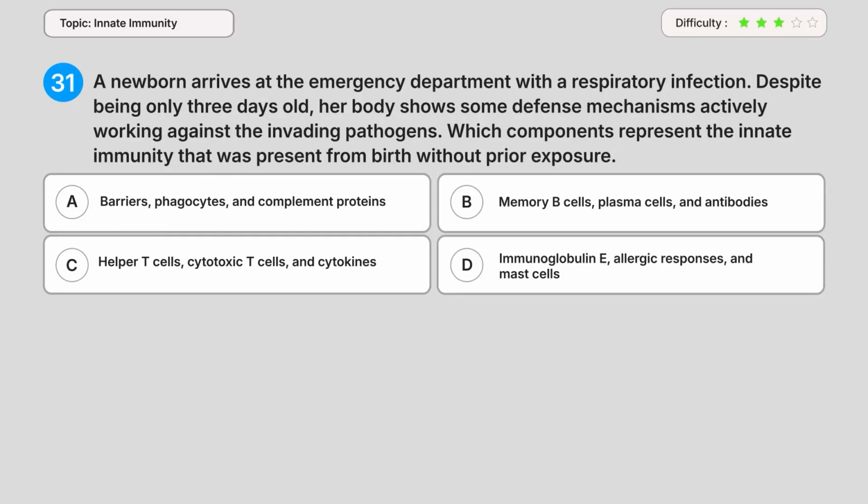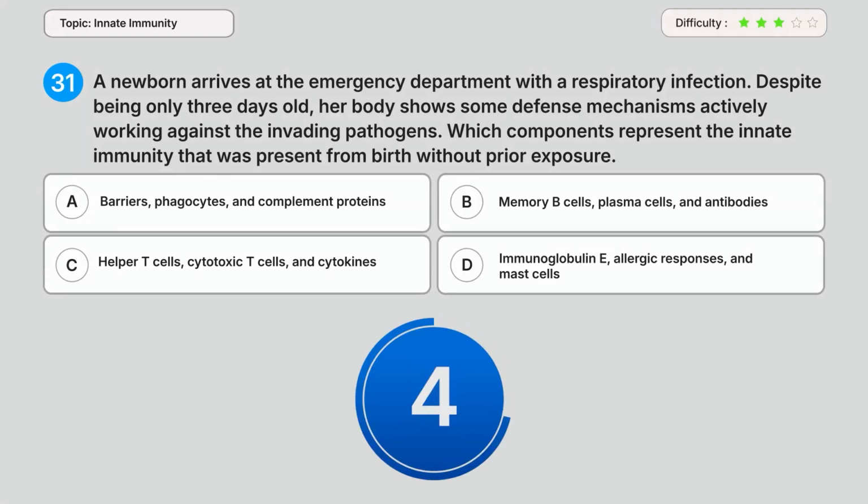A. Barriers, phagocytes, and complement proteins. B. Memory B cells, plasma cells, and antibodies. C. Helper T cells, cytotoxic T cells, and cytokines. D. Immunoglobulin E, allergic responses, and mast cells. What do you think is the answer?